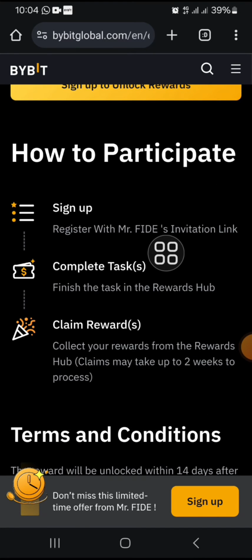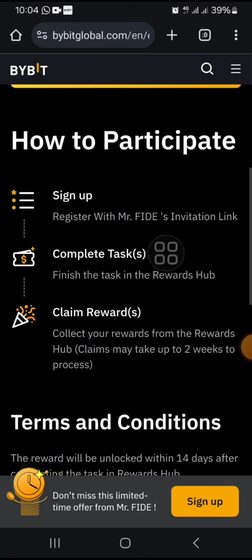Complete the tasks in the rewards hub. When you sign up, there are tasks in the rewards hub. The tasks are very simple. There are plenty of tasks. The first task is to deposit above 100 USDT and you're going to earn 20. If you order with $20, you get another task that you can complete, and two other tasks you're going to get rewards for.